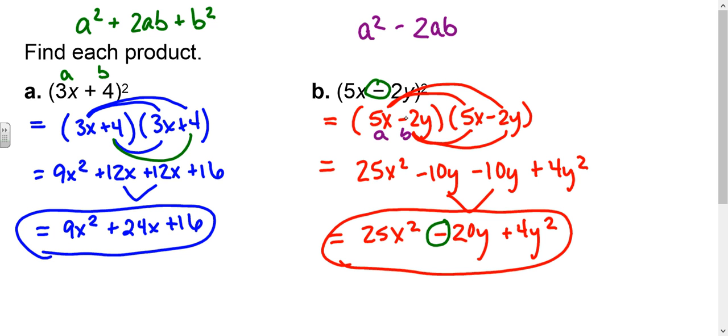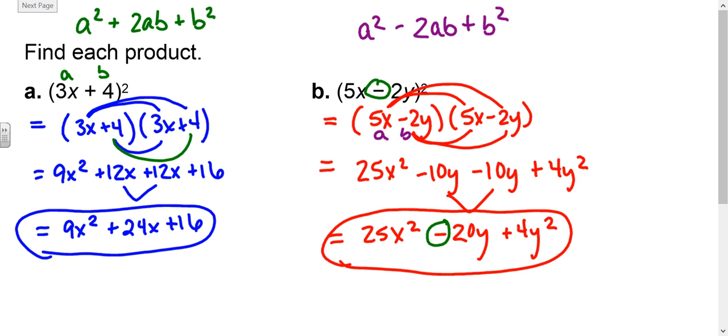Okay, and then I took the last number and I squared it, and when you take a negative times a negative, it always turns out positive. So this one becomes a plus b squared again. So it's the same pattern both times, just this one is a plus because there's a plus in the middle, and this one is a minus because there's a minus in the middle.